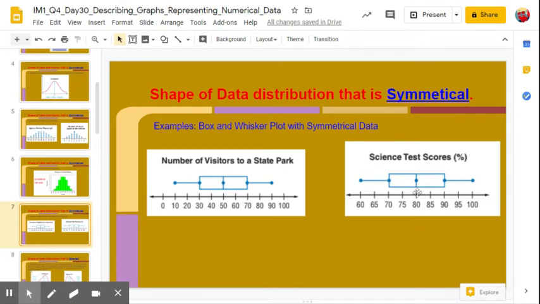Science test scores. So 80 is our median. The max is 120 away. Q3 is 90, which is 10 away from the middle. Your Q1 is 70, which is only 10 away from the middle. And then your 60, your min, is 20 away from the middle of the 80. So again, that's another example of symmetrical data with a box and whisker plot.